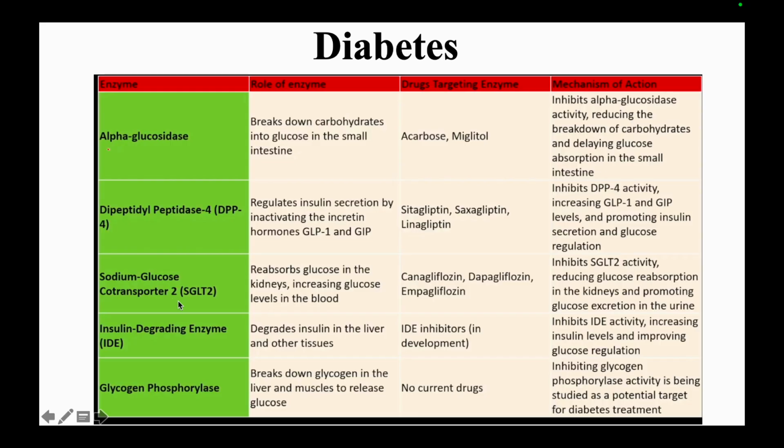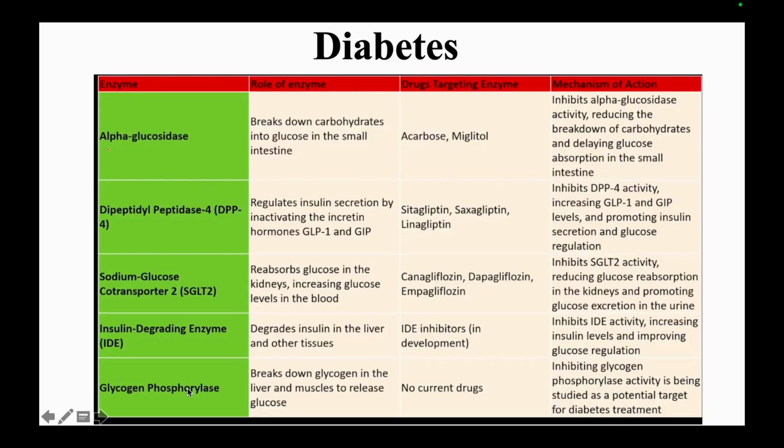Then we have sodium glucose co-transporters, SGLT2. These glucose transporters basically reabsorb glucose from the filtrate in the kidneys, and during urine excretion the glucose is again taken up. So this regulates the blood glucose level again.